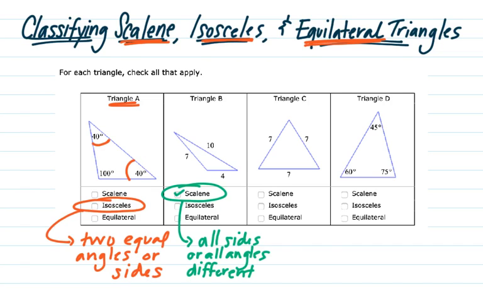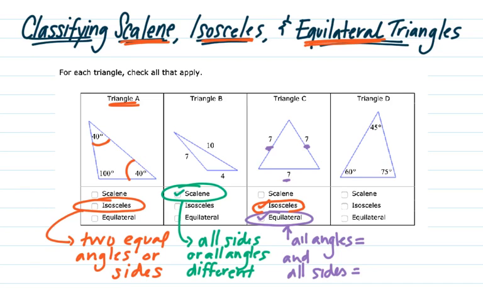Now let's look at this case where every single thing is the same. Triangle C, you have all the sides equal. Well, not surprisingly, that's called an equilateral triangle. We have all angles equal, and you have all sides equal. Either one. Now, one thing I want to point out here is that all equilateral triangles are also isosceles triangles.